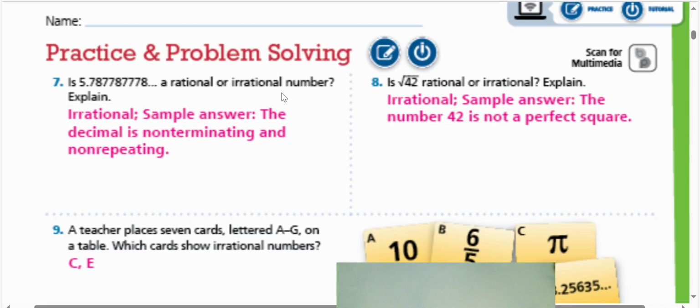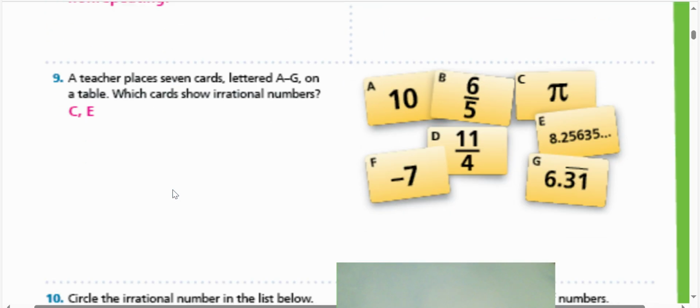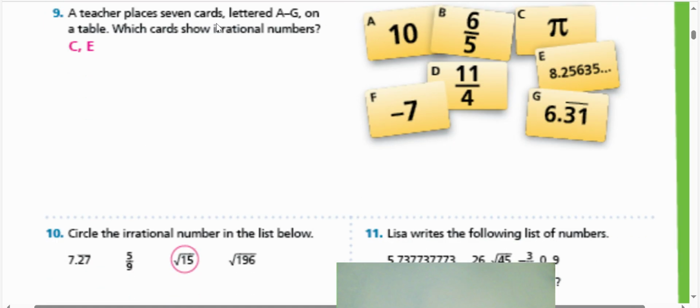Is this number rational or not? It will be an irrational number. The simple answer is that the decimal is non-terminating and non-repeating. Okay. Question number 9. Teacher, there are 7 cards here, E to G. The table wants us to choose a rational number. We can choose the rational number letter C, and letter E is non-repeating. Choose C and E.